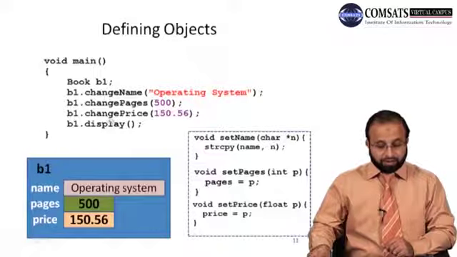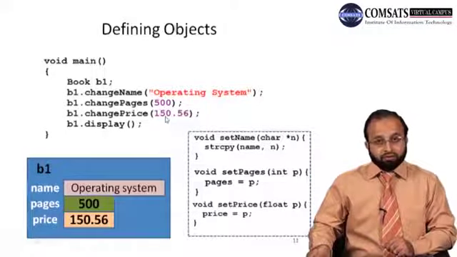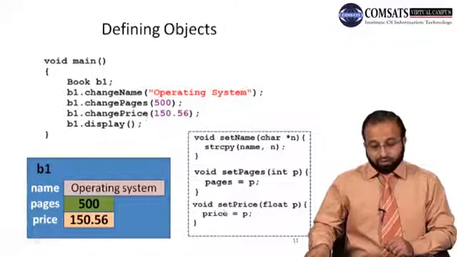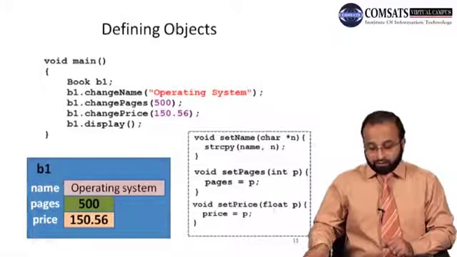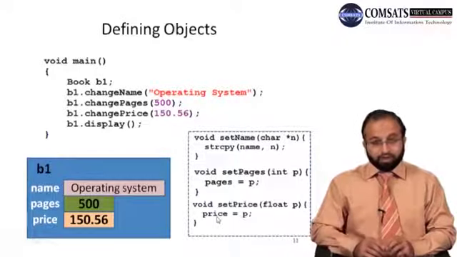So this is set price actually, not the change price. I'm saying it again, this is not change, this is set. So assume that this is set price, set pages, set name. So you called the set price function and you pass some value to that function. The control comes to the definition of the class where you define that function, and you pass the value 150.56 to that function. This value will be assigned to the private data member price.